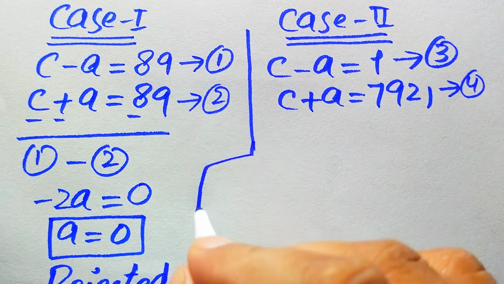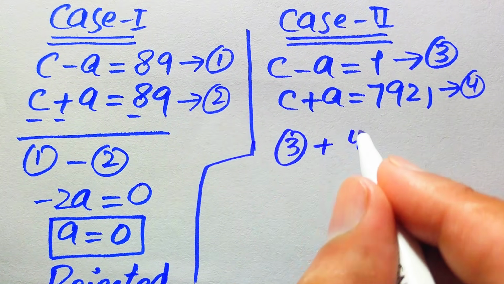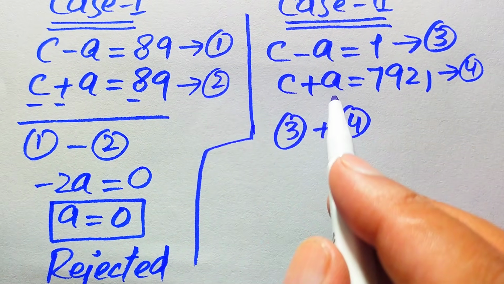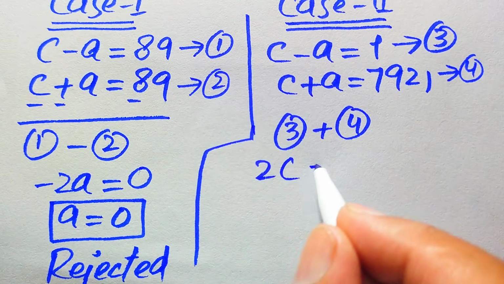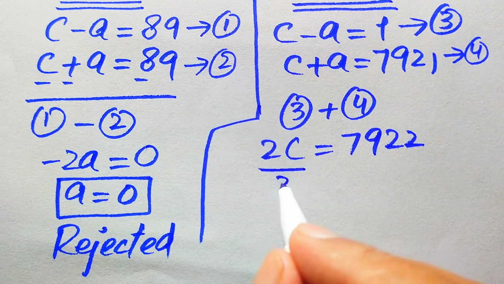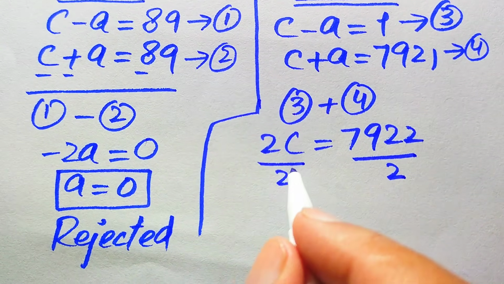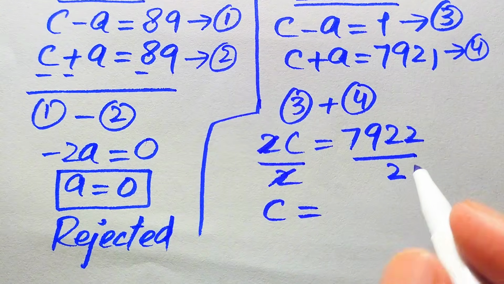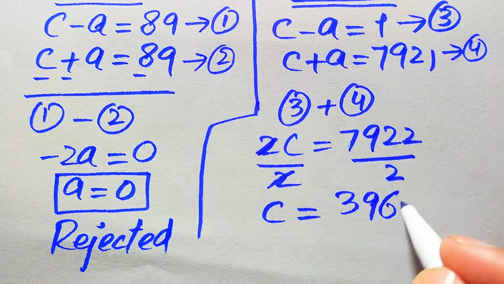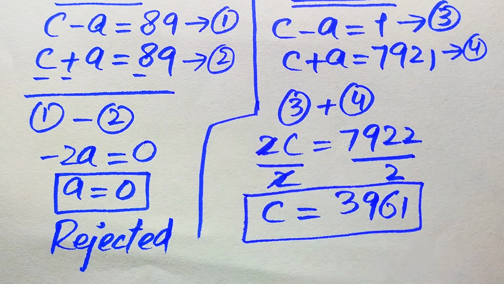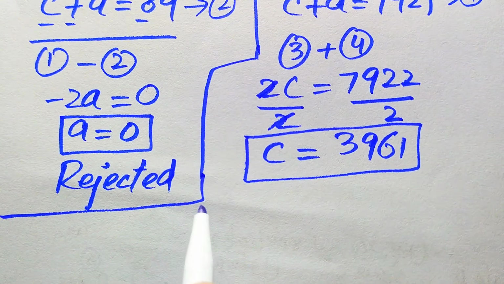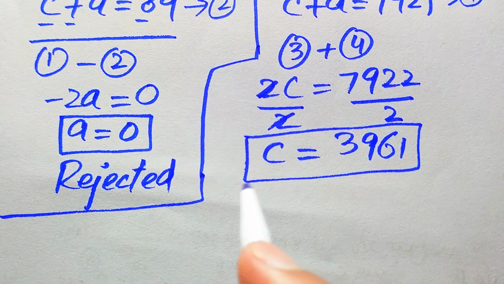So here first we sum up equation number 3 and equation number 4. When we add both of these two equations, you see that minus a and plus a are gone, and we get c plus c becomes 2c, plus this value is equal to 7922. So for the value of c, we divide both sides by 2. This 2 and this 2 are gone, and we get c is equal to 3961. So this is the value of c which we get here in the second case, and now we use this value of c in equation number 3, and we get the value of a.